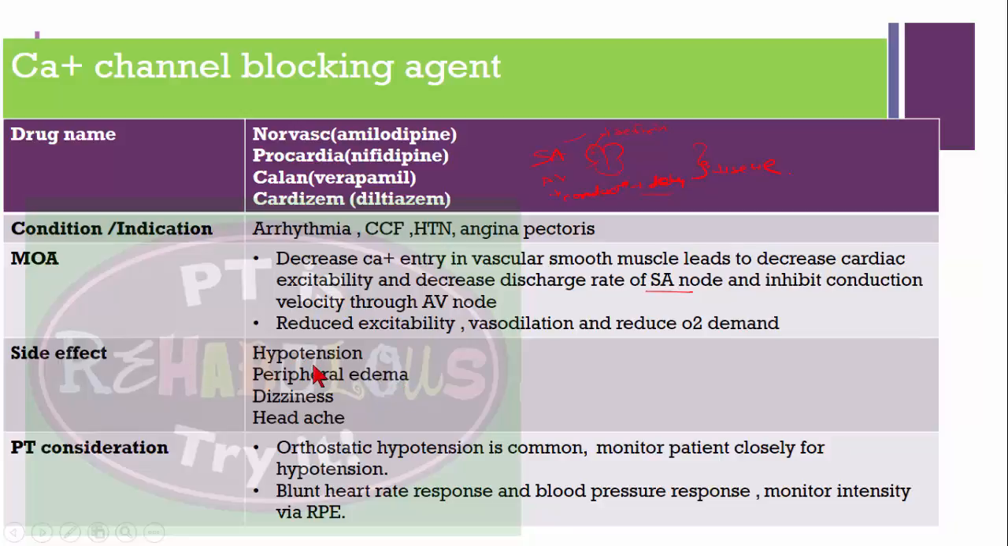Hypotension is the main cause. So as a physiotherapist, we should take care, as postural or orthostatic hypotension is common. Monitor the patient closely for hypotension and take the rate of perceived exertion, because the patient has a blunted heart rate response and blood pressure response. That's why we are using RPE.